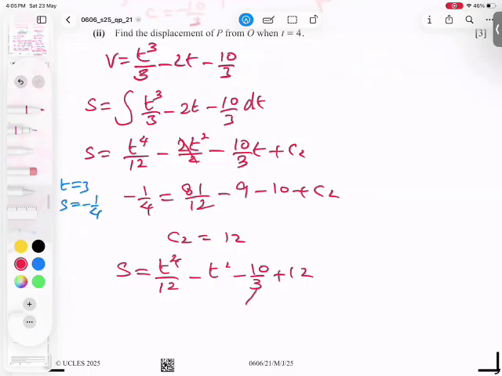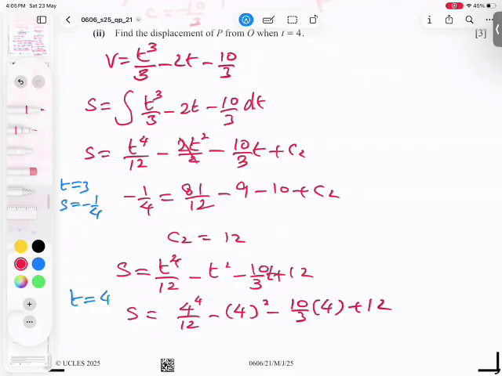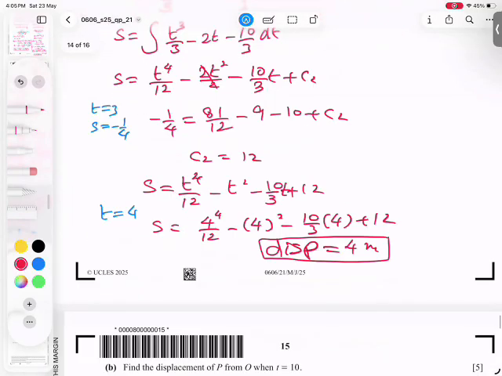Now what is it asking for? Find when time is 4. So plug in 4 here. Sorry, I missed t here. So 10 over 3 times 2, 4 and plus 12. And let's find our displacement. It's a matter of typing in the calculator. And the answer is 4 meters. So I hope the concept is very clear, and this part is very clear. Let's go for the next part.